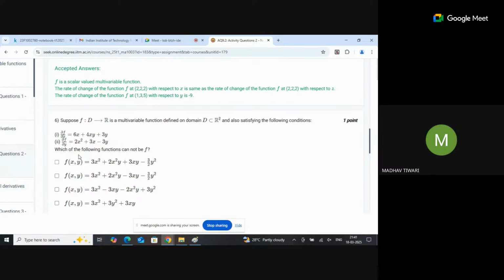So what I will do, I will find the derivative with respect to x and equate it with this, and then I will find the derivative with respect to y and equate it with this. So if they are equal, then this function can be, or this function cannot be.